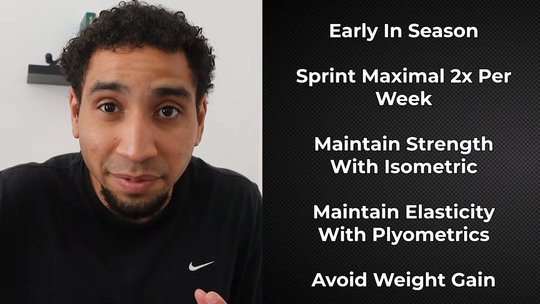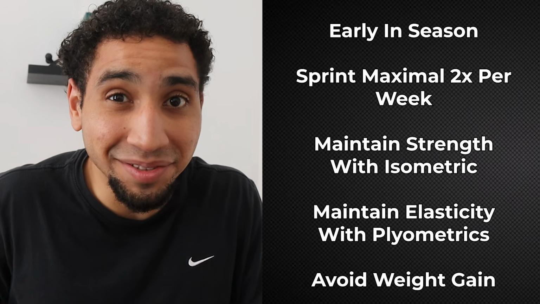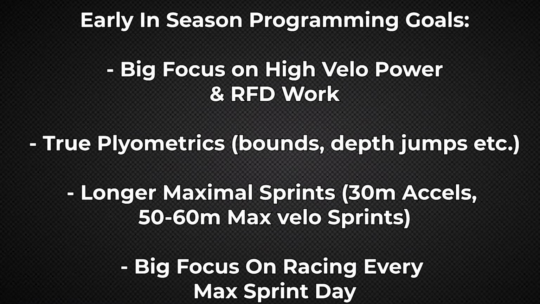From there, the athletes are going to be subject to the demands of their coaches. You can't really do much about it. But what good coaches should be doing from here is a heavy focus on power development, high velocity power work, and true plyometric training like pure bounding, and longer sprint distances per sprint like 30 meter excels and 50 meter max velocity sprints, and making sure that we're upping the racing volume. We introduce more racing in the late off season and preseason, but during the early in season, almost every sprint you're doing should be some form of a race if it's maximal effort.